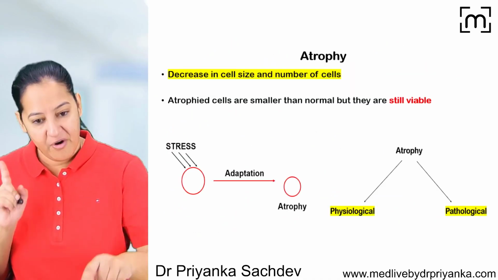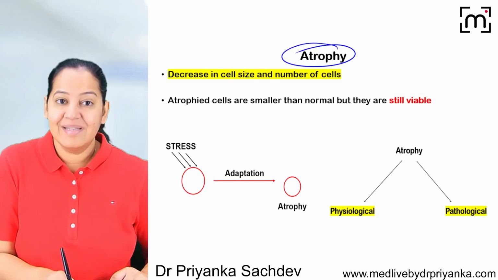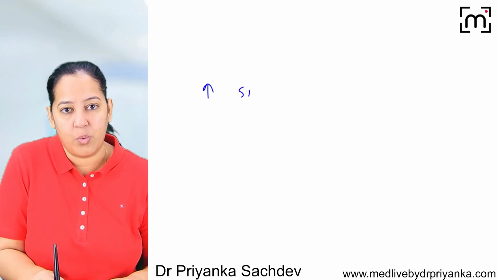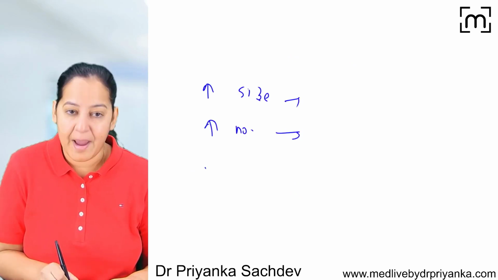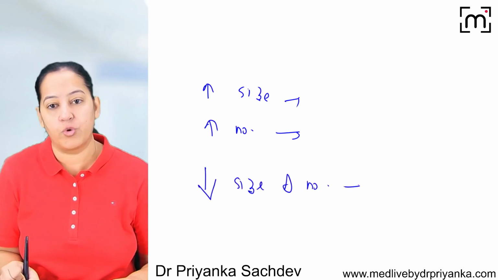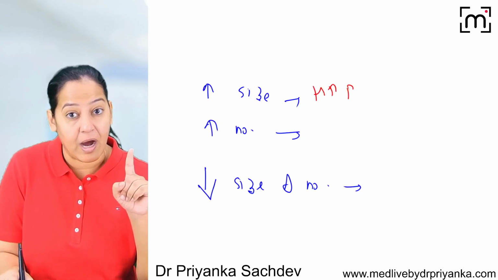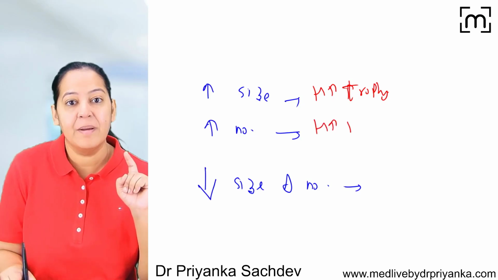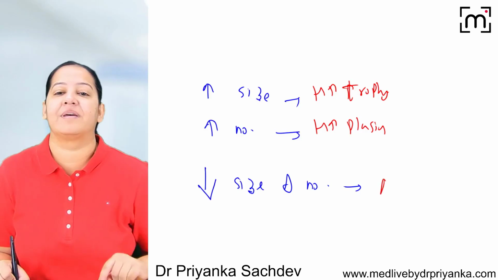The third type of adaptation is atrophy. So let's come on atrophy. So it is decrease in size and number. So I told you increase in size, what is it known as? Increase in number, what is it known as? And I'm telling you now what is decrease in size as well as number. Size and number both together is known as... So increase in size is hypertrophy. Trophy means size. Increase in number is hyperplasia. Plasia means number. Decrease in size as well as number is atrophy.